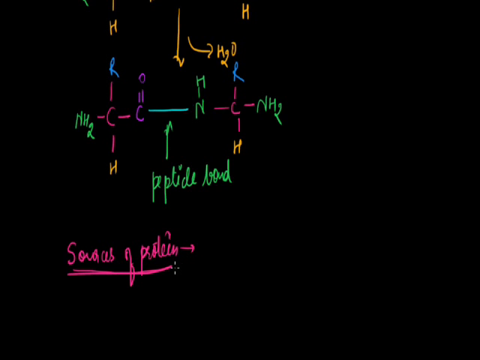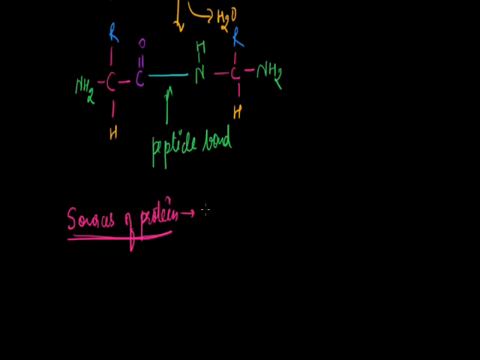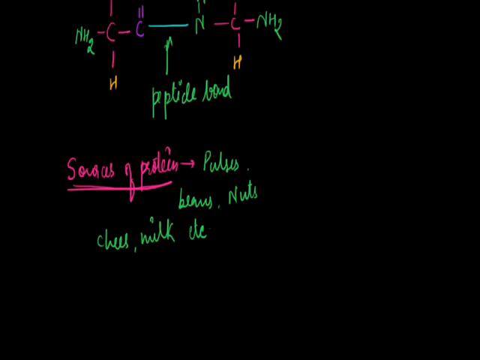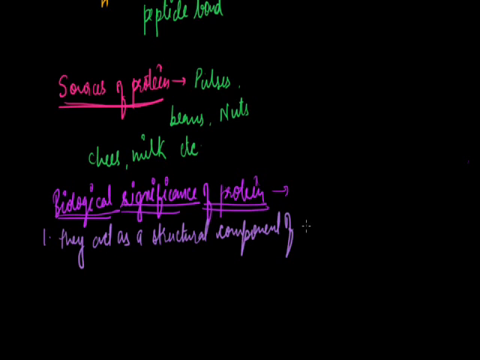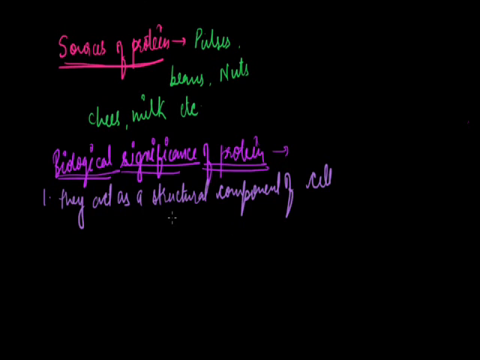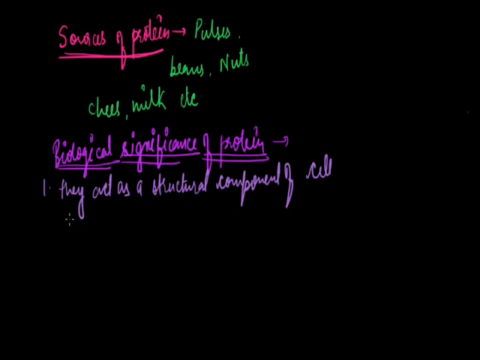There are various kinds of sources of protein: pulses, peas, beans, nuts, cheese, milk. All provide us protein. Now the biological significance of protein. First significance, they act as a structural component of the cell. They are present in the plasma membrane as a main component of the membrane, so they act as a structural component of the cell.